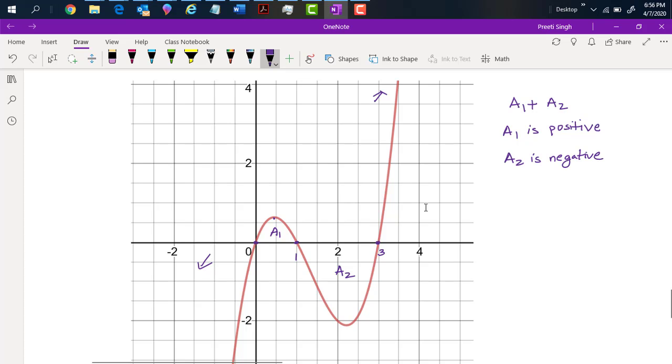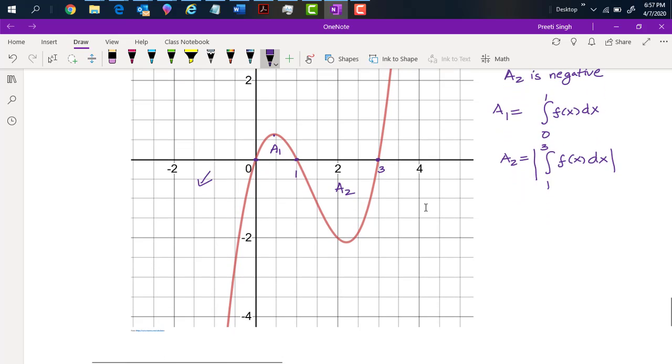Now to calculate A1, it is the integral from 0 to 1 of f of x dx. But A2 is given by the integral from 1 to 3, and we take the absolute value of the integral because it's negative, so negative f of x dx. To calculate the overall area between the function and the x-axis, I would be adding A1 and A2, or adding the two integrals given on the right side.